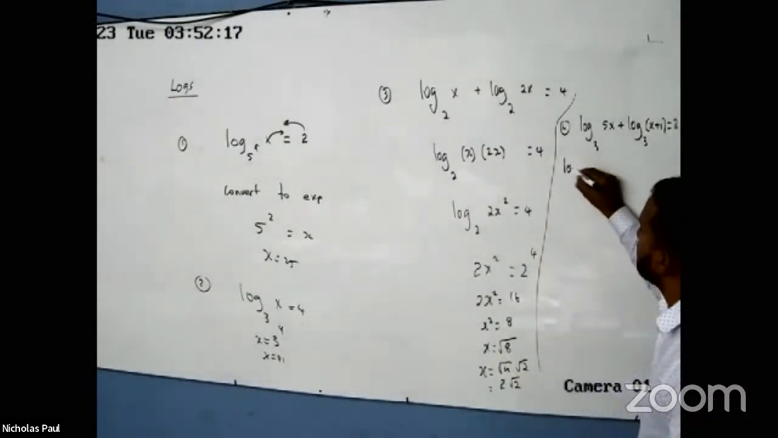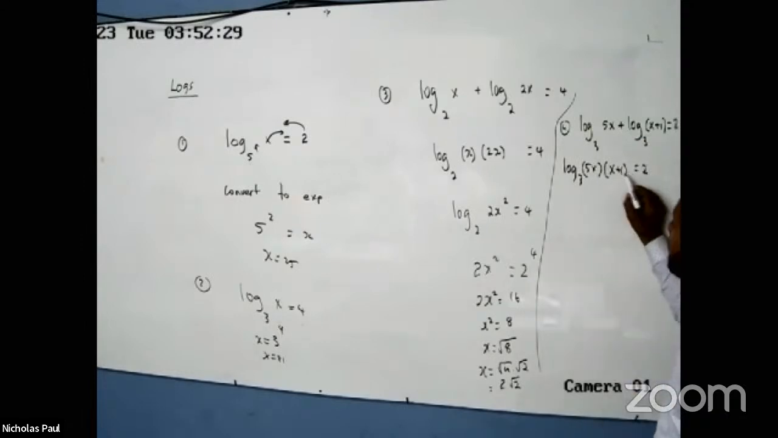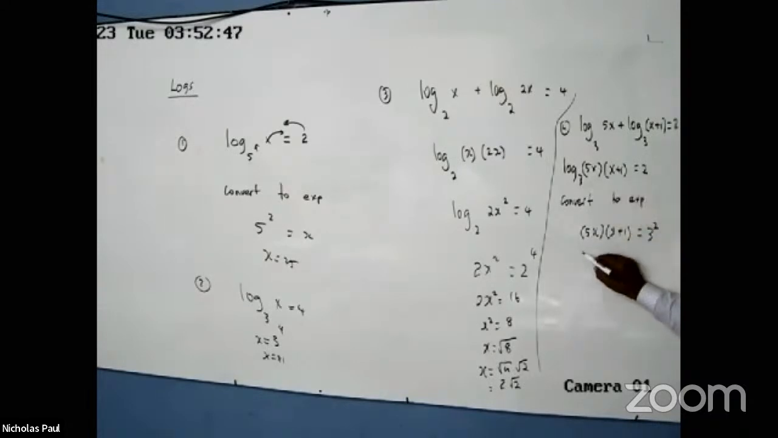So it will be log to the base 3 of 5x times x plus 1, addition, same base, so you're going to multiply. That's equal to 2. Nice. When you reach here now, you have to convert to exponential form, right? So this will be 5x by x plus 1 is equal to 3 to the power of 2. Feel free to multiply it out. 5x by x, that's 5x squared. 5x by 1, that's 5x. Is equal to 9. Please do not add these two together, right? These are two different terms.